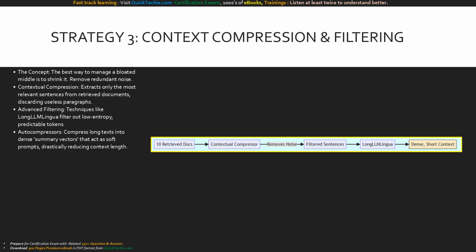Look at the data reduction pipeline. We start with the bulky 10 retrieved docs. They enter the contextual compressor, which strips away the fluff, outputting only filtered sentences. These pass through LongLLMLingua to remove redundant linguistic tokens, resulting in a dense, short context. The massive haystack has been reduced to just the needles.